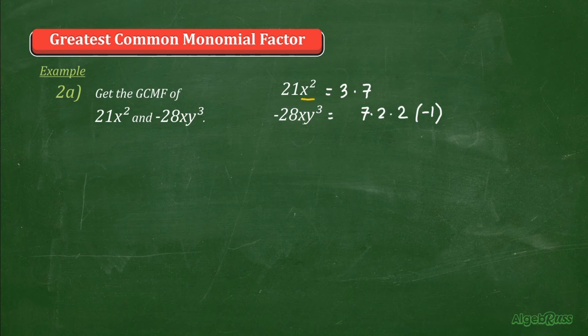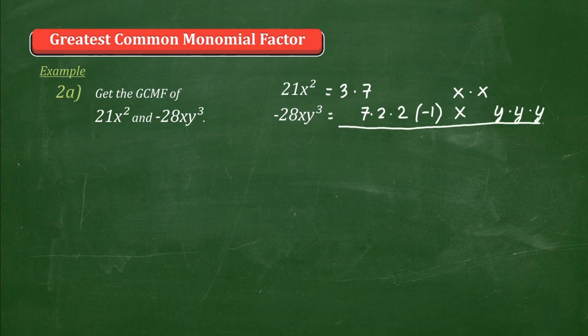Now, let's move on to the literal coefficients. We expand them by using the definition of exponents. x squared means x times x. Write them here. xy cubed means x. Align it on the x on top. And y times y times y on separate columns. Bringing down all the complete columns, we have 7 and x. So finally, the greatest common monomial factor is their product, 7x.